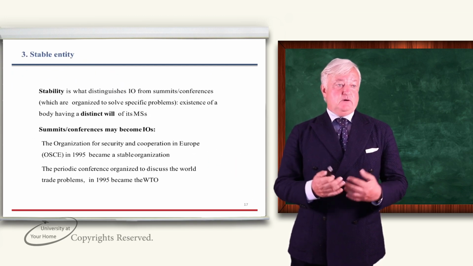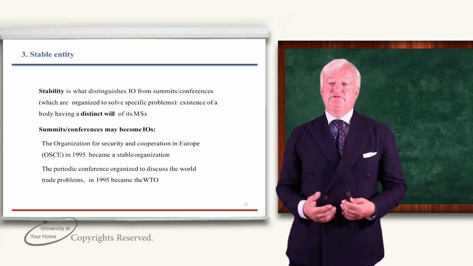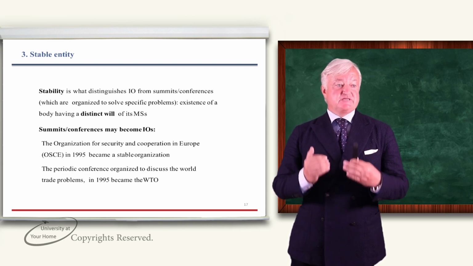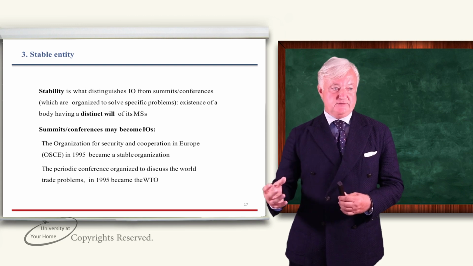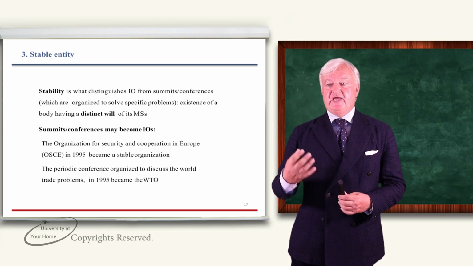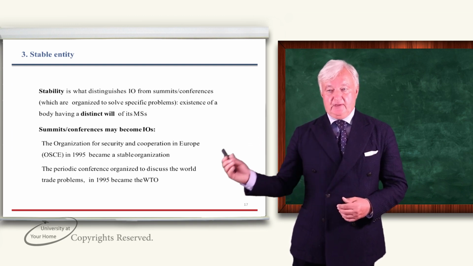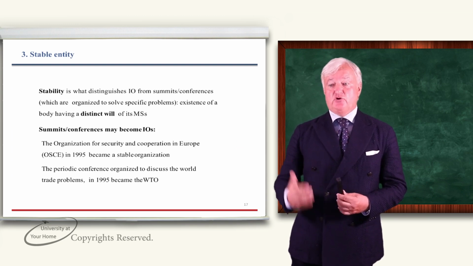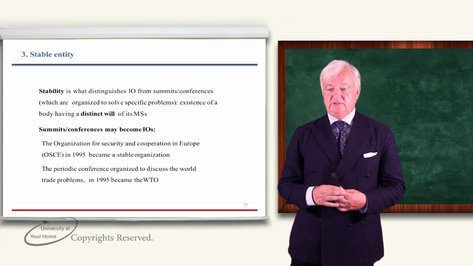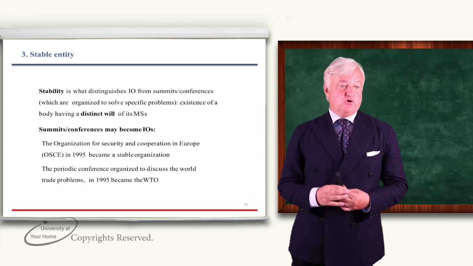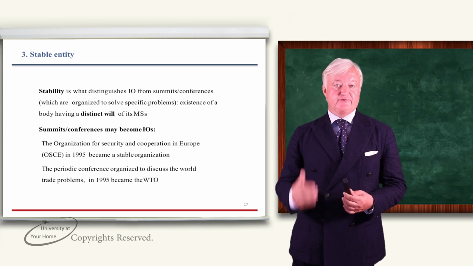We say that another key point of an international organization is stability. We need a stable entity as an international organization, and stability is what distinguishes international organizations from single summits, single conferences. We need the existence of a body having a distinct will from its member states. But again, as I mentioned before for the Uruguay River case, summits and conferences may become international organizations. For instance, the Organization for Security and Cooperation in Europe in 1995 became a stable organization. The periodic conference organized to discuss world trade problems in 1995 became the very important international organization, the World Trade Organization.